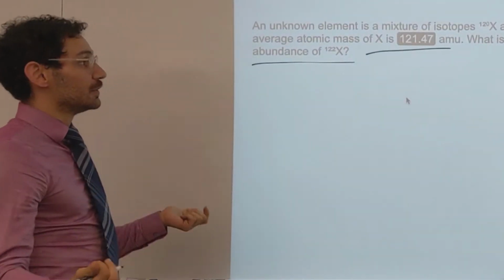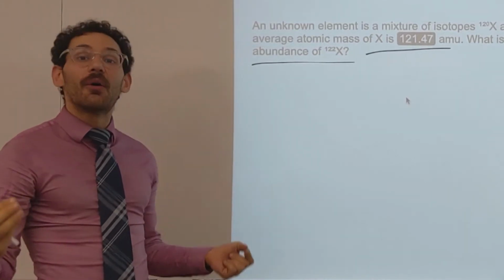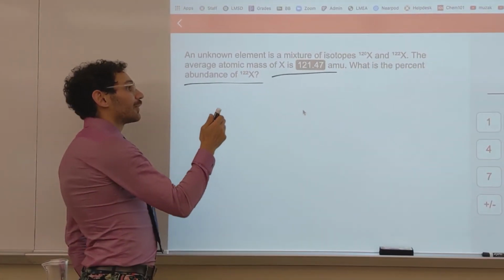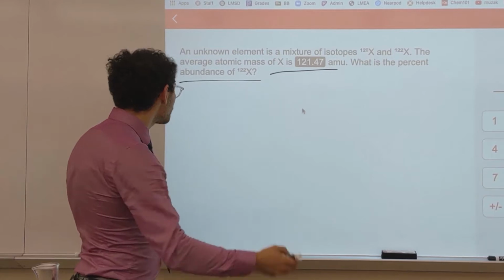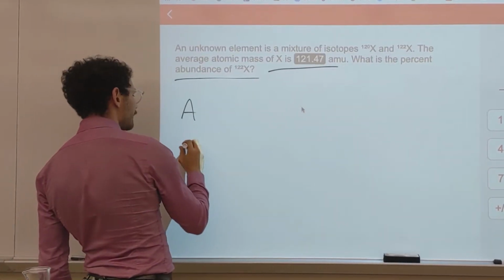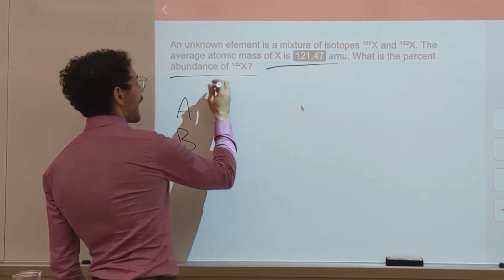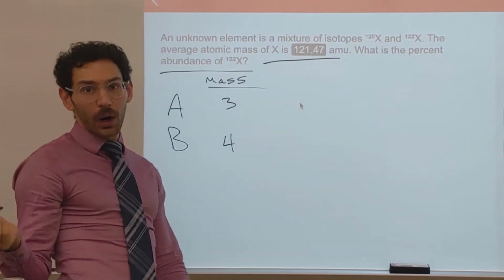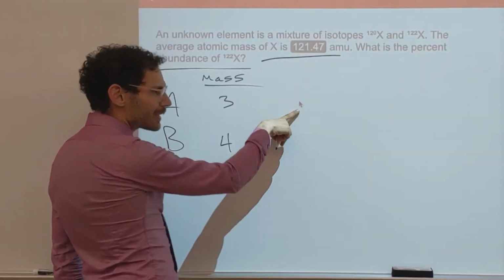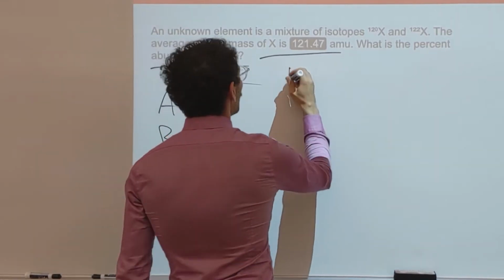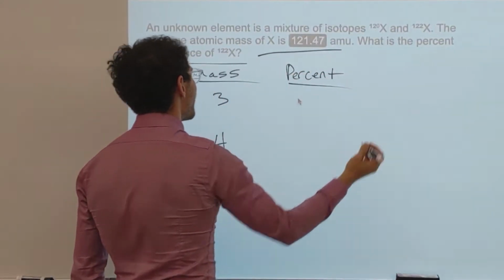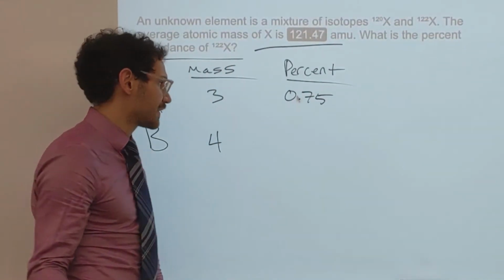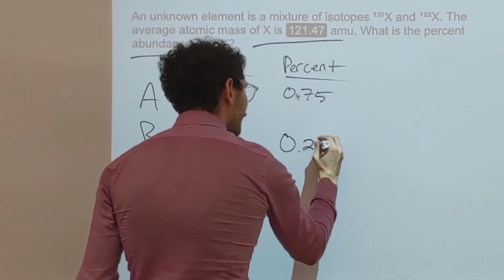First of all, let's talk about how we normally get our weighted average mass, or average atomic mass. Let's start with an imaginary example. We've got isotope A and isotope B. Isotope A has a mass of, let's just say, 3, and isotope B has a mass of 4. The percent abundance of A, in decimal form, is 0.75 or 75%, and the abundance of B is 0.25.